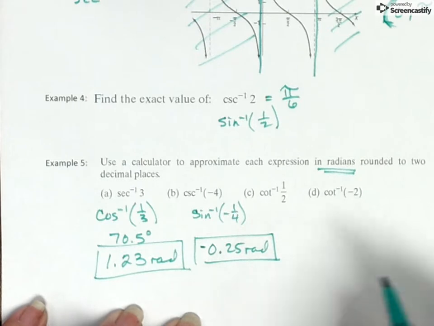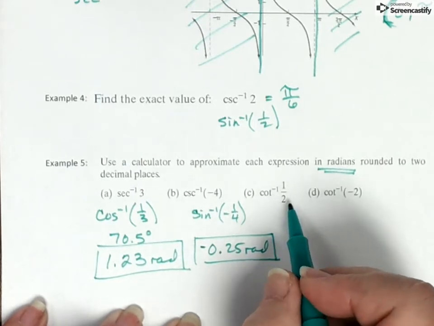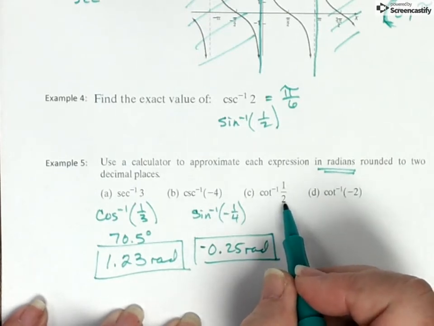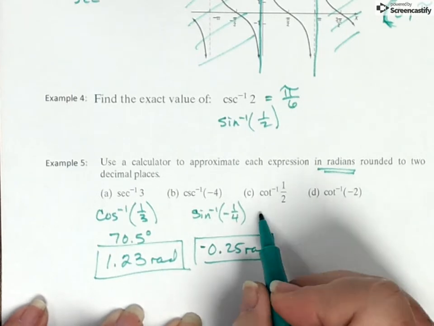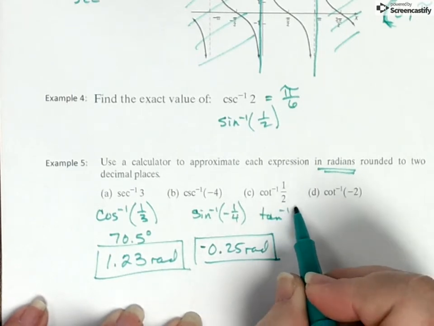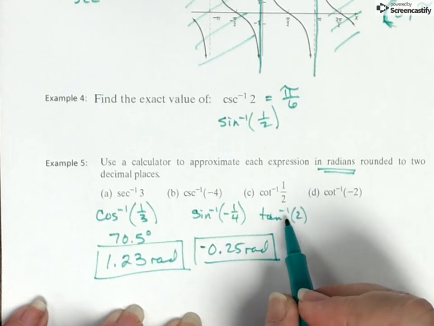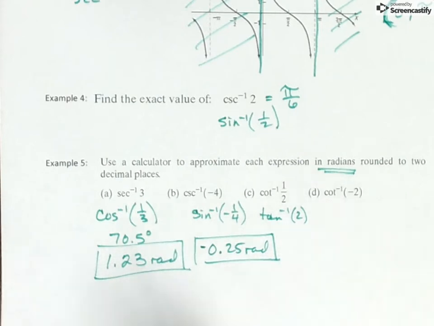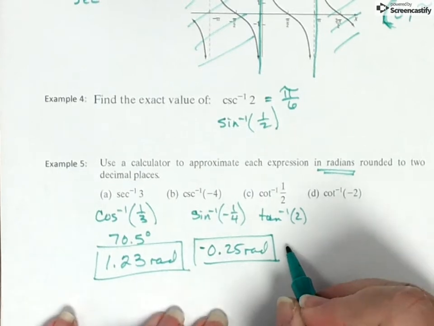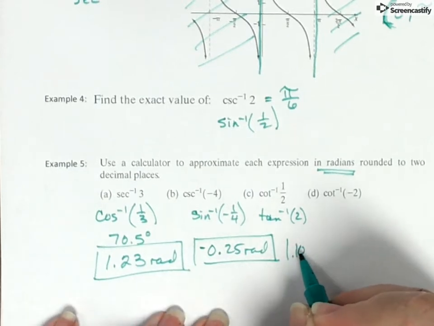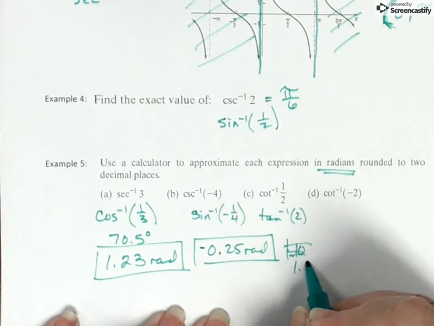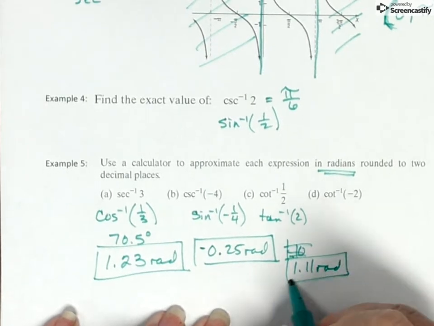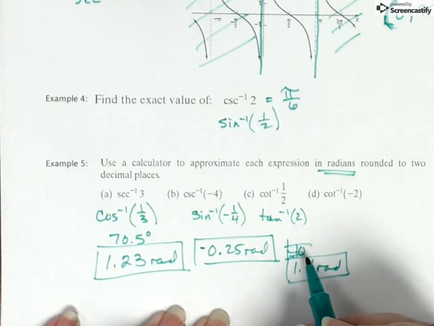is in quadrant 4. Now, when the cotangent value is positive, it's in quadrant 1. And that means we can use anything we want. I'm going to go ahead and use inverse tangent of 2. That's the reciprocal function and the reciprocal value. So I'm going to type in the inverse tangent of 2. And that actually comes out to 1.11 radians. And that's in quadrant 1. That works fine. That's not a problem.